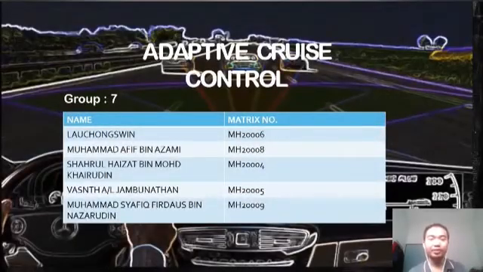Assalamualaikum and good morning. Today our group would like to present about adaptive cruise control. Our group is made up of 5 people. I am the first person to make a presentation, so I will carry on with my presentation slide.